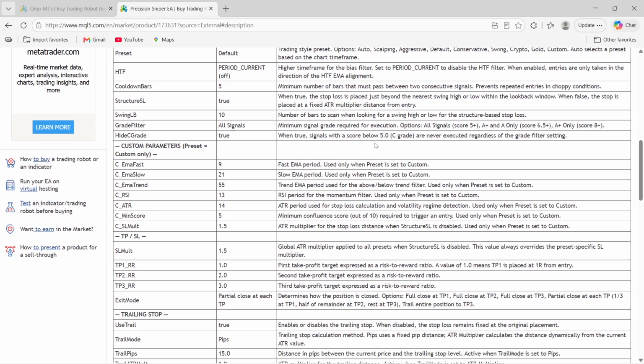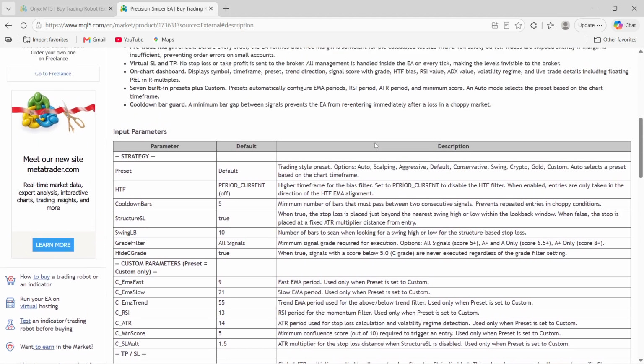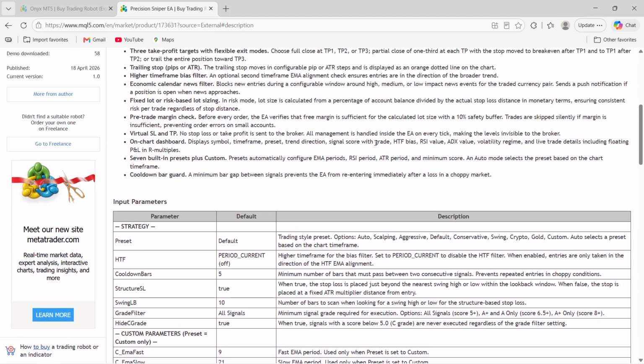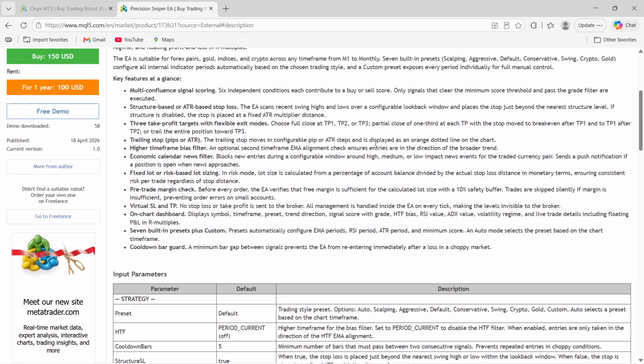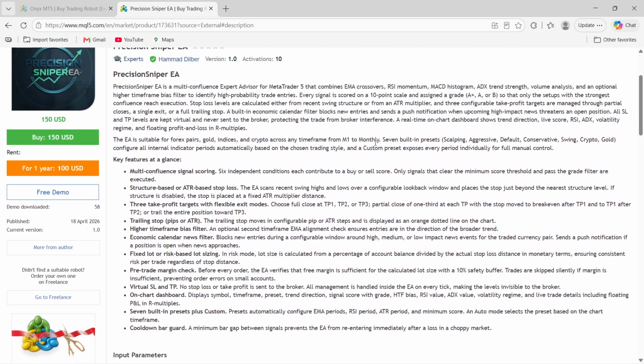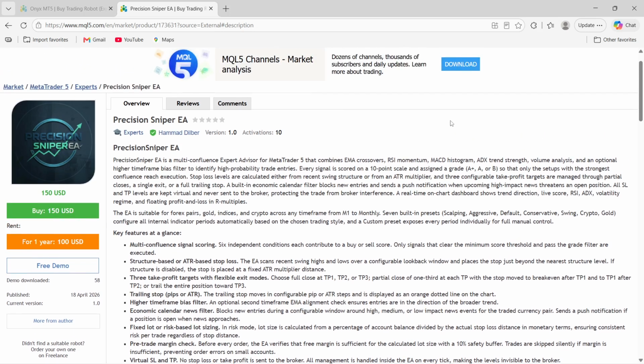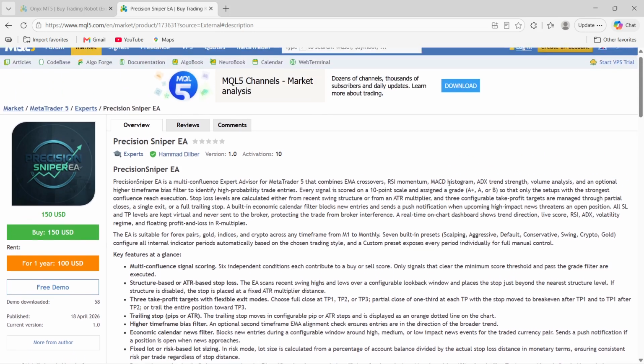So, who is the EA actually for? It's ideal for patient traders who prefer high quality setups over constant trading. It's good for those who value precision. You should avoid this EA if you want frequent trades, scalping, or fully hands off high activity EAs. Overall, Precision Sniper EA delivers on its name with selective high accuracy entries. It has strong potential for disciplined traders, but test on demo to see if the style fits you.